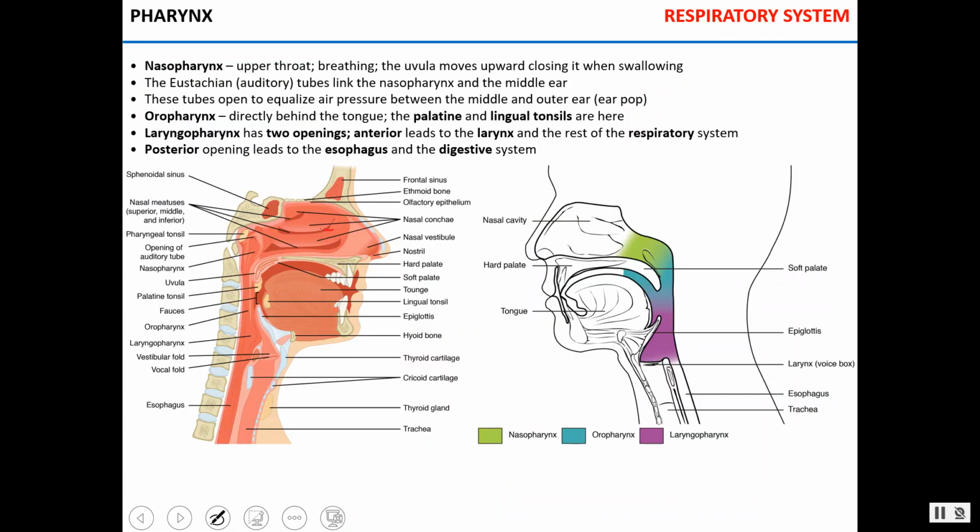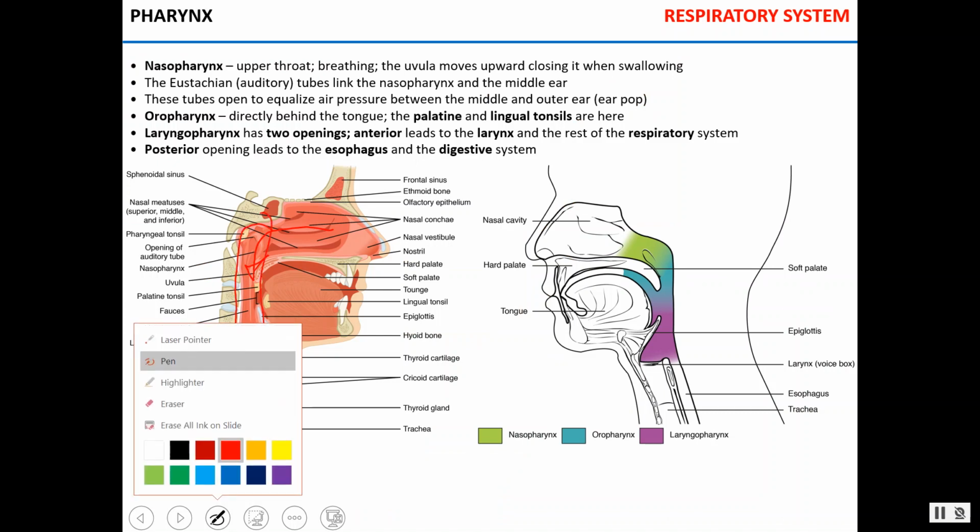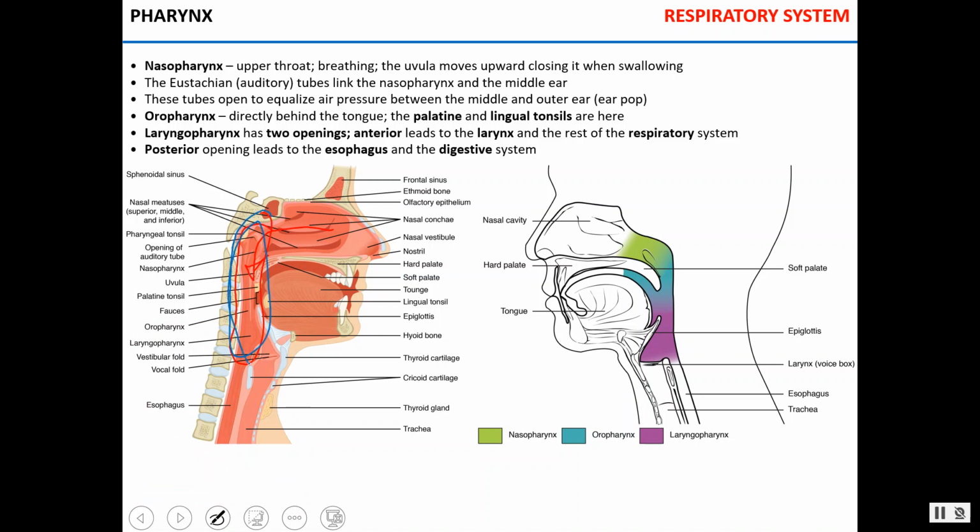If you move from the nose further, you will enter the pharynx. The pharynx can be separated into three parts: nasopharynx, oropharynx, and laryngopharynx. The nasopharynx, or upper throat, participates only in respiratory activities, only in breathing, and it is closed by the uvula when you swallow. The nasopharynx is connected to the middle ear by the Eustachian tube. These tubes open up to equalize air pressure between the middle ear and the outside world.